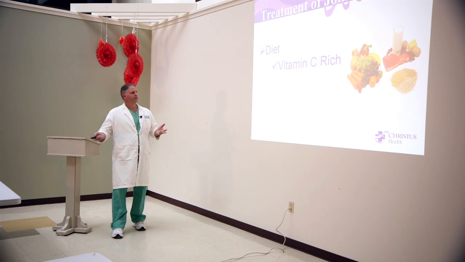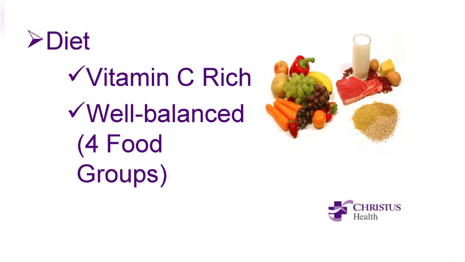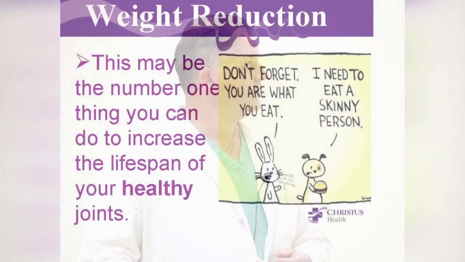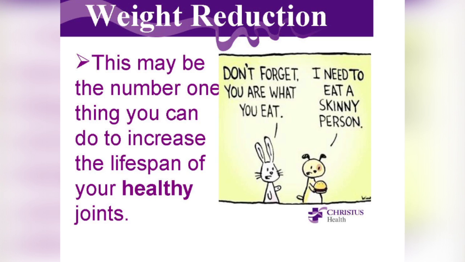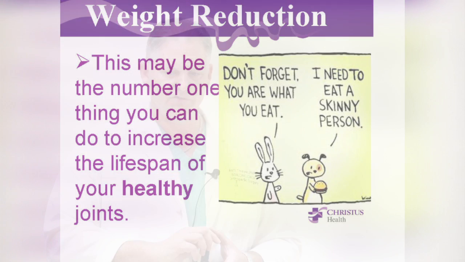Diet, vitamin C rich. They think that a healthy immune system plays a role in your having a healthy joint. Basically, make sure you get your well balanced diet. You get your 4 food groups. We all know that from school. Weight reduction, no. Don't forget you are what you eat. I need to eat a skinny person. That's probably the #1 thing you can do to increase the lifespan of your healthy joint.